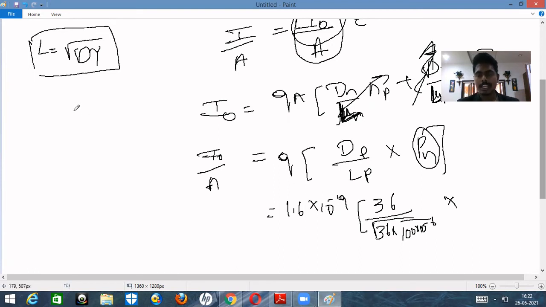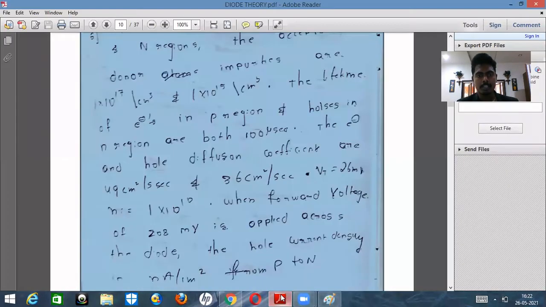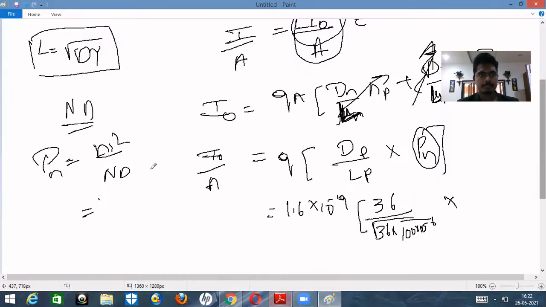Here p is the concentration of holes on the N side. On the N side the majority carriers are N_D, and the concentration of holes on the N side is the minority carrier concentration. So therefore it is ni square upon N_D. Ni square, they have given as 10 power 10, so 10 power 10 whole square divided by N_D.